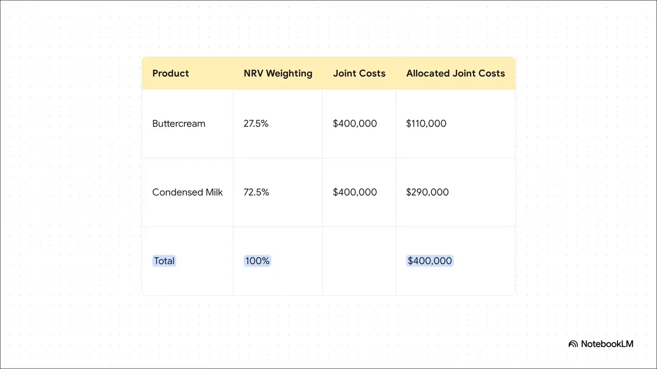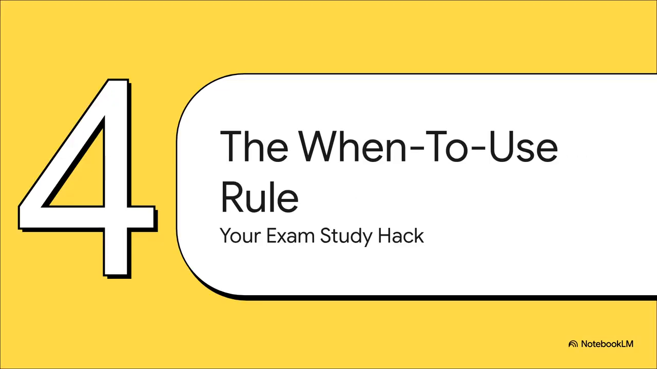And finally, step 3. We find our weighting. Buttercream's NRV is 27.5% of that $800,000 total, so it gets 27.5% of the joint costs, which is $110,000. Condensed milk makes up the other 72.5%, so it gets the remaining $290,000. And just like that, that messy $400,000 joint cost is logically and fairly split. See? Not so bad.